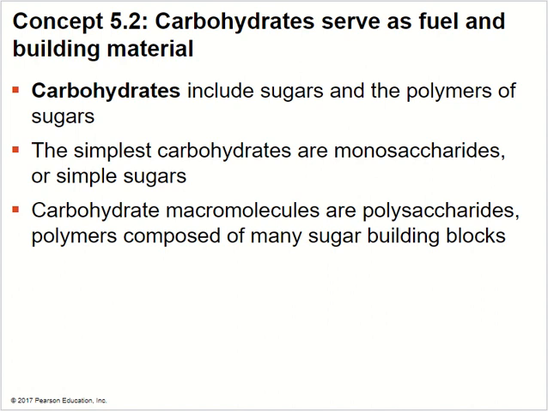Looking at carbohydrates, those are sugars and the polymers of sugars. The simplest carbohydrates are monosaccharides, or simple sugars. Those are the monomers of carbohydrates. Carbohydrate macromolecules can be built from 2 monosaccharides to form disaccharides, or multiple monosaccharides to form polysaccharides.